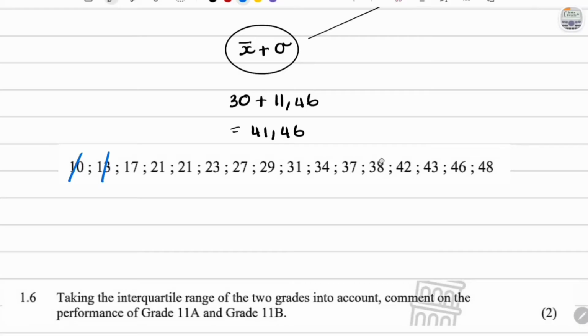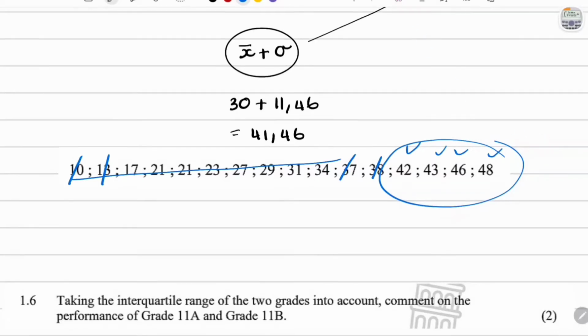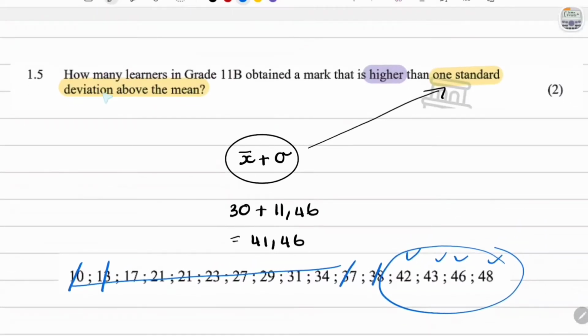The closest number will be 38. And you can see, compare 38 and that. 38 is not higher than that. Okay, neither is 37, neither is any of this. So it means that the numbers higher than one standard deviation above the mean will be these ones here. So that is 1, 2, 3, 4. So you can just answer them according to how they ask you the question.